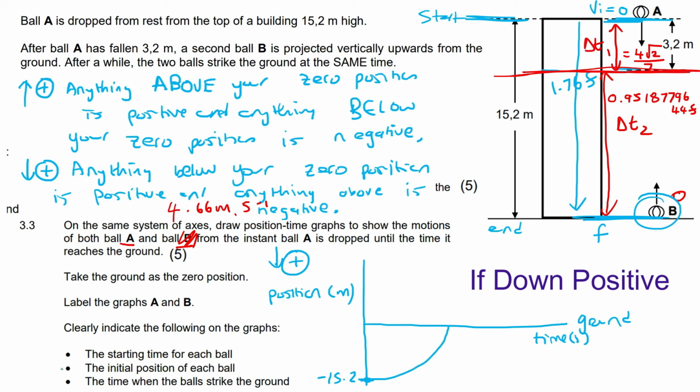Now for ball B, it starts on the ground, and then it's just going to do this. Whoops, let's make that a bit better. And then they're going to hit at the same time. Now, the times are all going to be the same. So this will be 0.81. And then this one over here, we got as 1.76 seconds. And then this will be B, and this would be A.